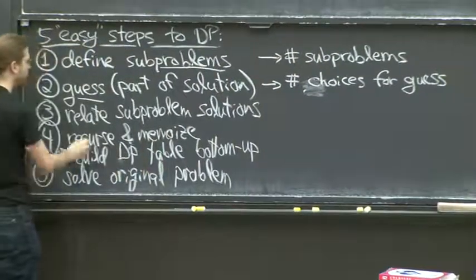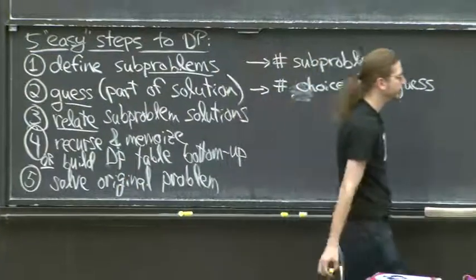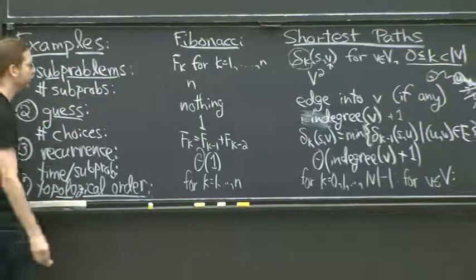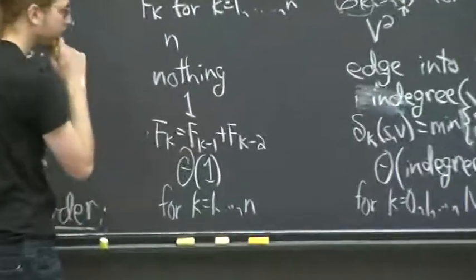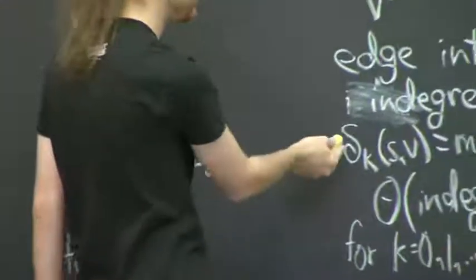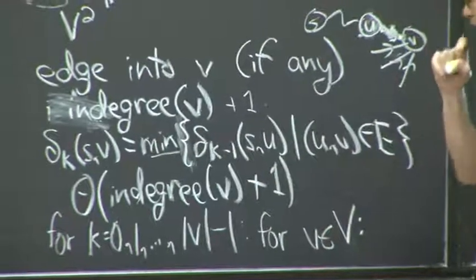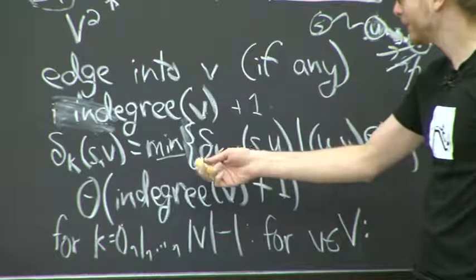OK, the next thing is the recurrence. That's step 3. We want to relate all the subproblem solutions to each other. For Fibonacci, that's the definition of Fibonacci number, so it's really easy. For shortest paths, we wrote this min. In general, typically it's a min or a max, whatever you're trying to solve. Here we're doing shortest paths. You could do longest paths in the same way.